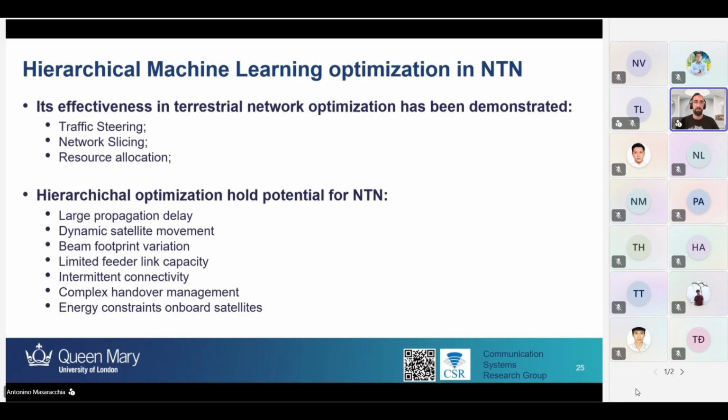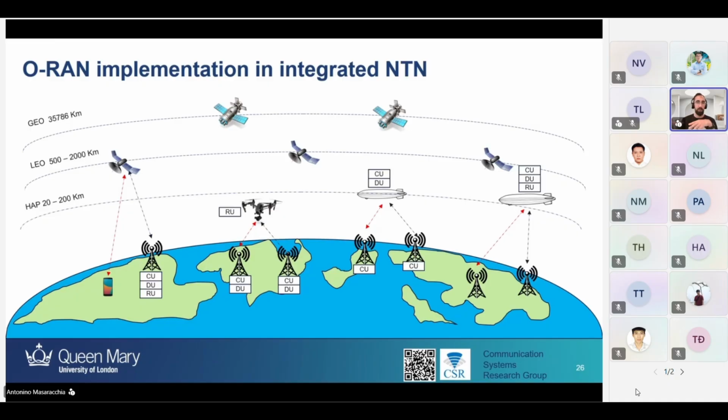But since in the next 6G vision, we need to add and address some other issues like large propagation delay, dynamic satellite movement, beam footprint variation, and energy constraints on board satellites. The question is, okay, is the hierarchical approach the best? So imagine that we are in a 6G scenario where we're going to have the terrestrial network with the O-RAN architecture, which can be in different ways. In the first case, we're going to have the terrestrial network, which is completely O-RAN, meaning that the Open Radio Access approach is applied in the terrestrial area, so in the most left side. And at the same time, we have a low altitude satellite that works as a relay of the network between the base station and the users.